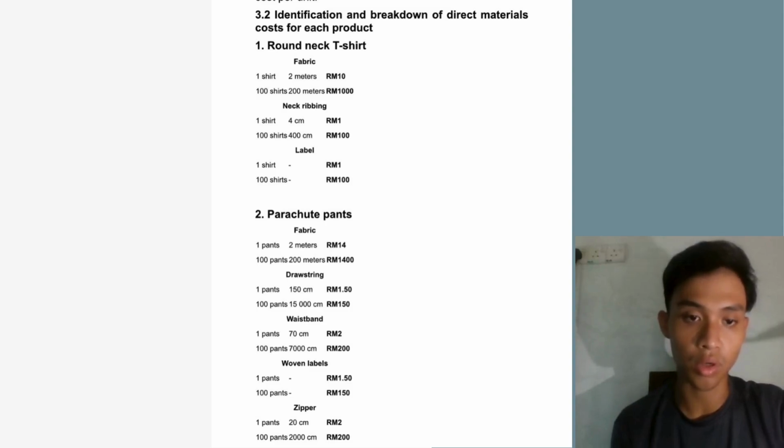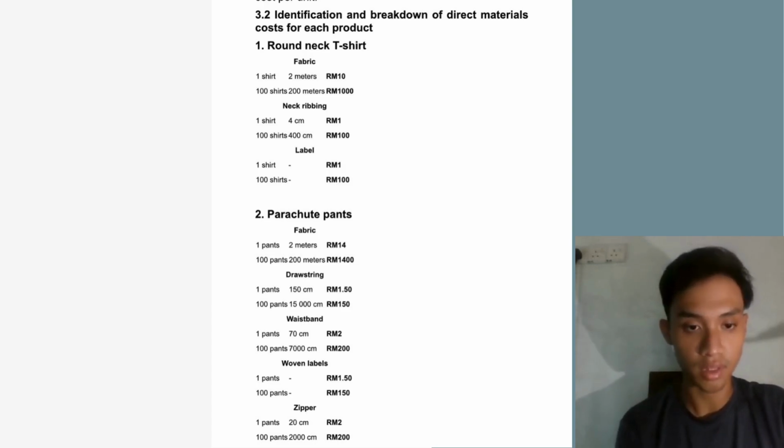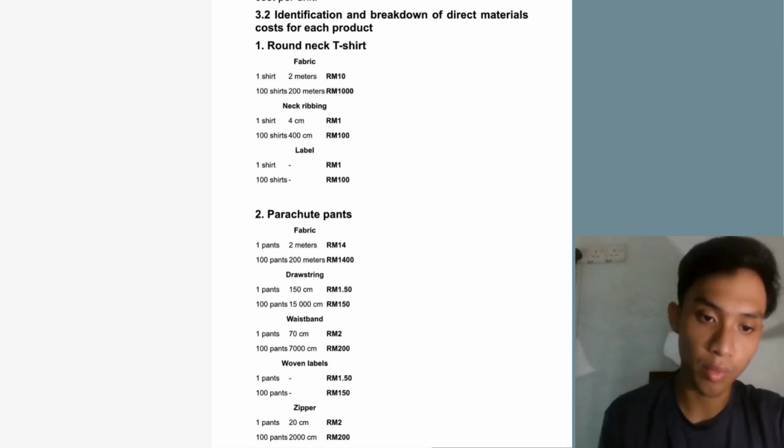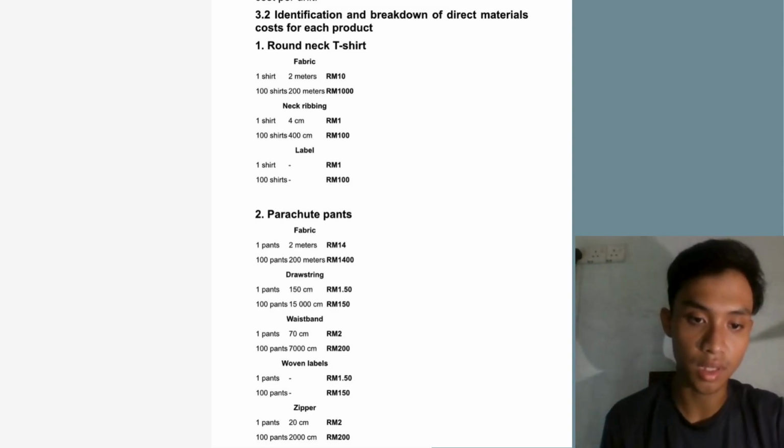The total cost is 1 ringgit and 50 cents. Sorry, for 100 pants it is 15,000 cm and the total is 150 ringgit. And then we use a waistband: one pair of pants uses 70 cm. The total cost is 2 ringgit.